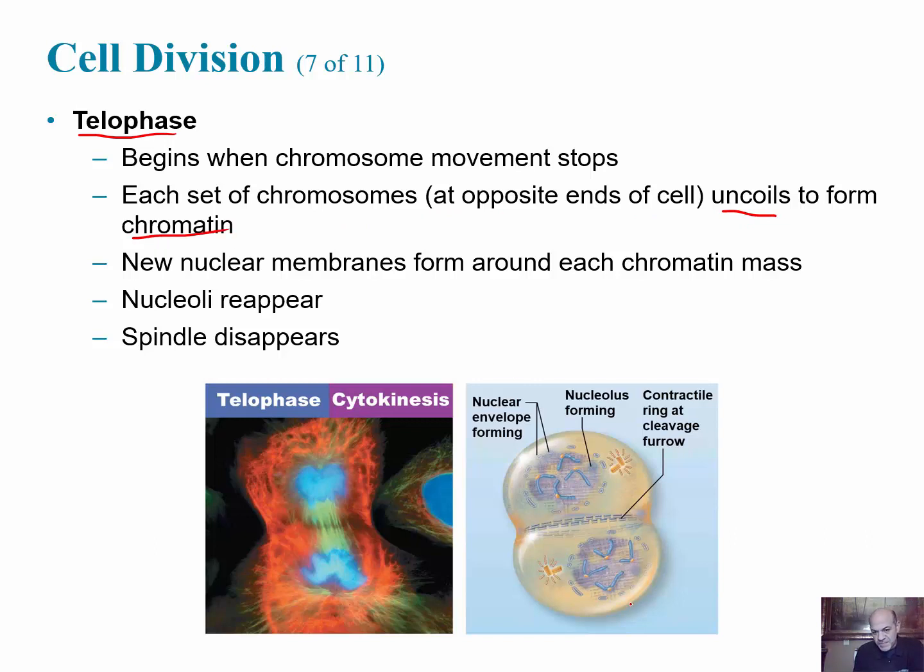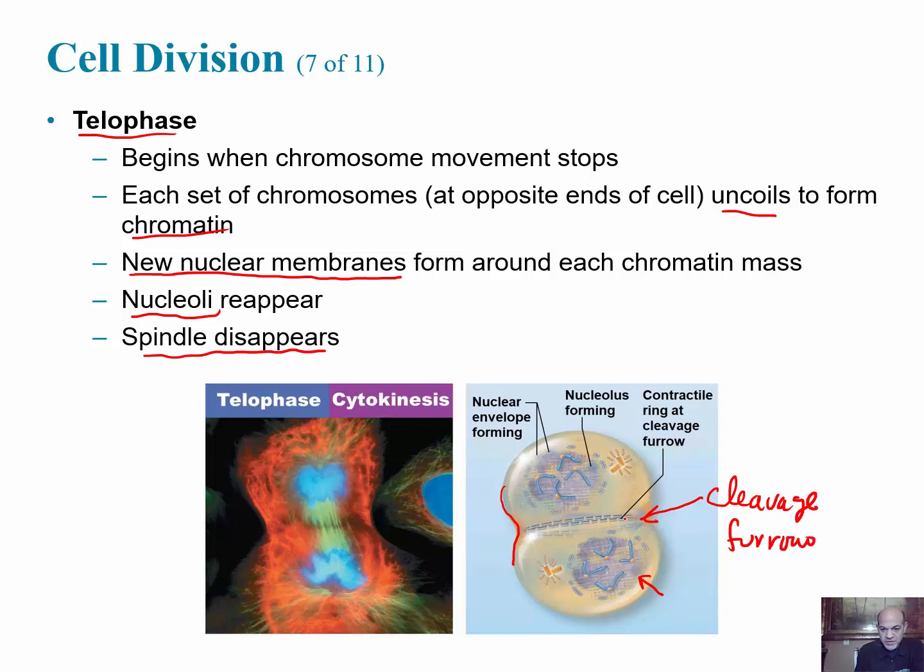You can see in the image here that, according to the way they colored the diagram, we're starting to see the shading of purple around there again, which is supposed to represent our nuclear envelope. So the new nuclear membrane forms, nucleoli or nucleolus reappear, and the spindle fibers and microtubules begin to break down and disappear. You can also see that cytokinesis is already occurring. You can see the cell pinching in the middle. That pinched area in the middle is called the cleavage furrow.